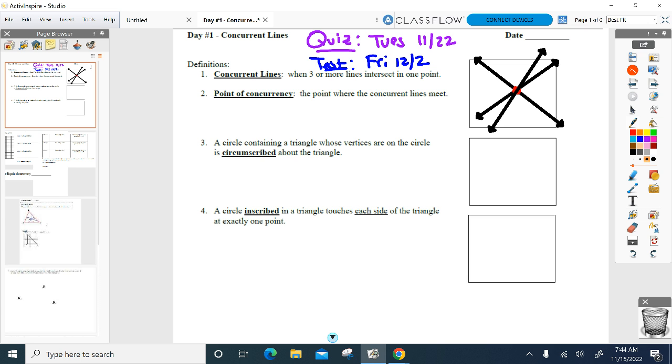And that point that they go through, I'm already up to 2 vocab words, and it's already been 2 minutes. That point that they go through, it's called the point of concurrency. That's the point they go through.